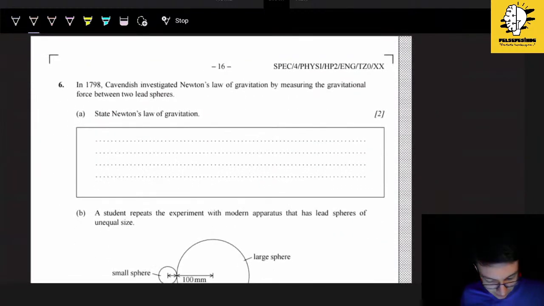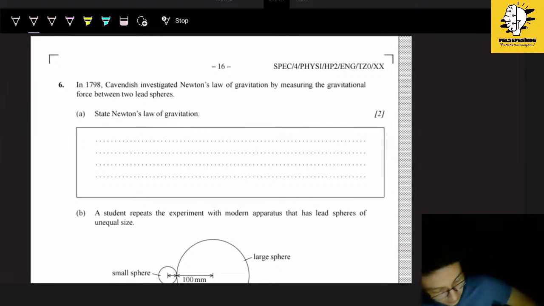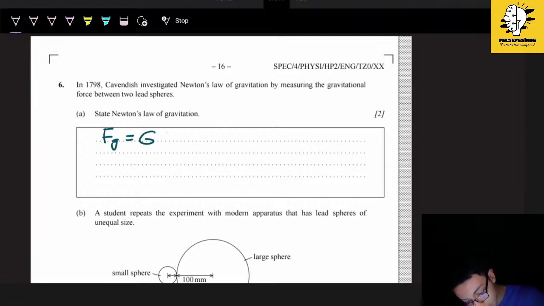Now good. Alright, this question is perfect. Okay, Cavendish experiment. The Cavendish experiment is a famous experiment for gravitation and so on. So now we are asked for Newton's law of gravitation. So we will say, let me write this first, F gravity is equal to Gmm over r squared.